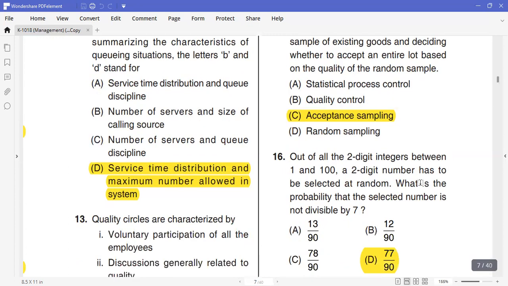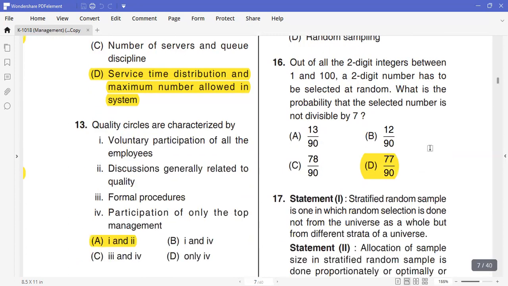Then we have a problem related to probability. Out of all the two-digit integers between 1 and 100, a two-digit number has to be selected at random. So please try to understand the question. We have to take a two-digit integer from 1 to 100. Integer basically means a number without any decimal point. So from 1 to 100, you have to take a two-digit integer here. The two-digit number has to be selected at random.